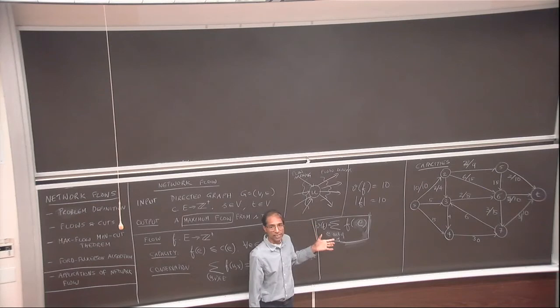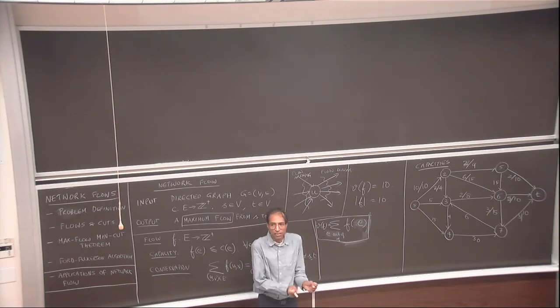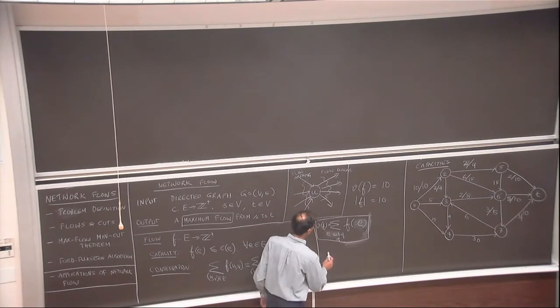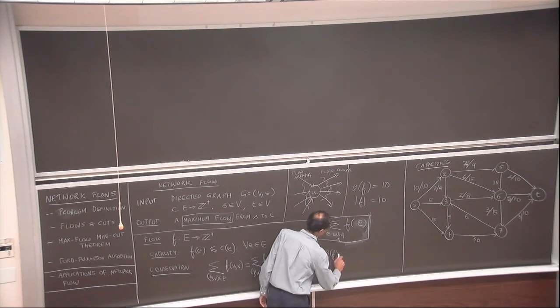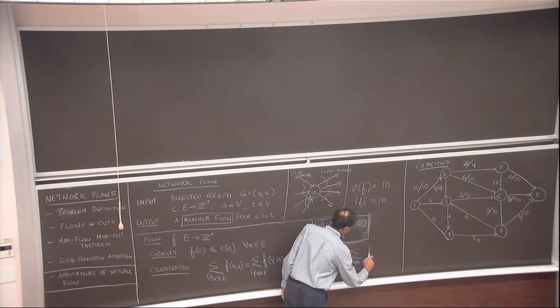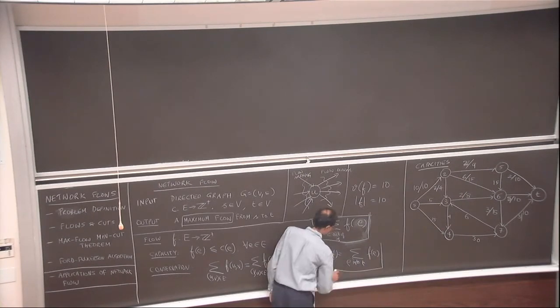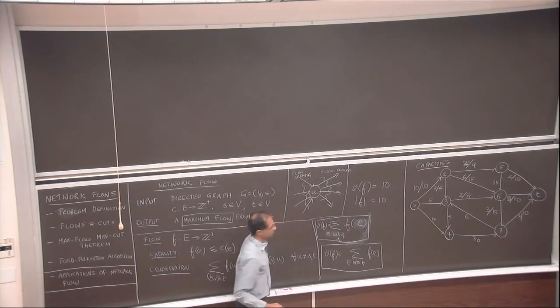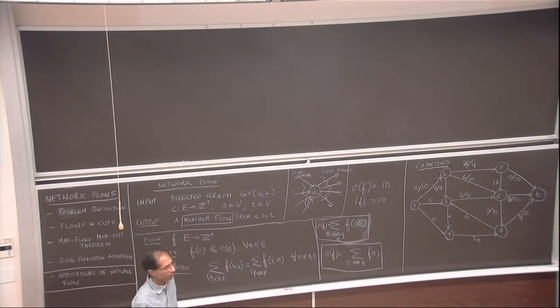But how much stuff is going into the sink? Exactly the same. Why? Because there is nothing collected in between, nothing manufactured in between. So you could also define it that way if you wanted. So the goal of the problem is to send the maximum amount of flow that you could possibly get.